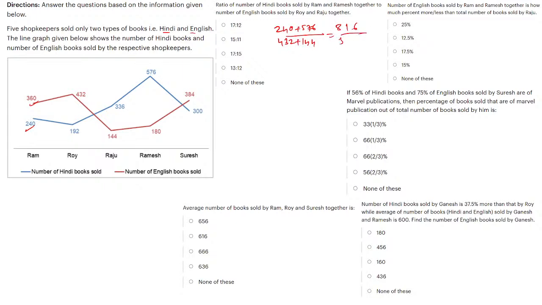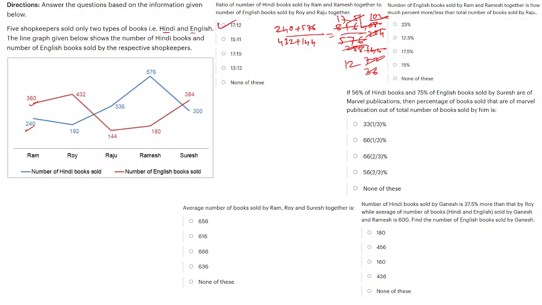and divided by 5, 76, right? Reduce it. 408 and 288, further reduce 144, and this is 204, further reduce 102, 72, this is 36, this is 51, 17 and 12, so 17 ratio 12.